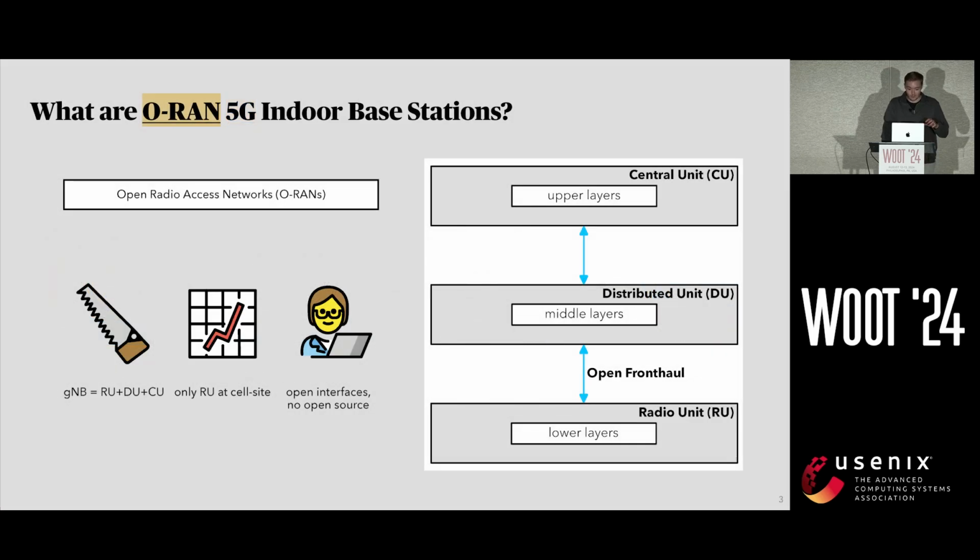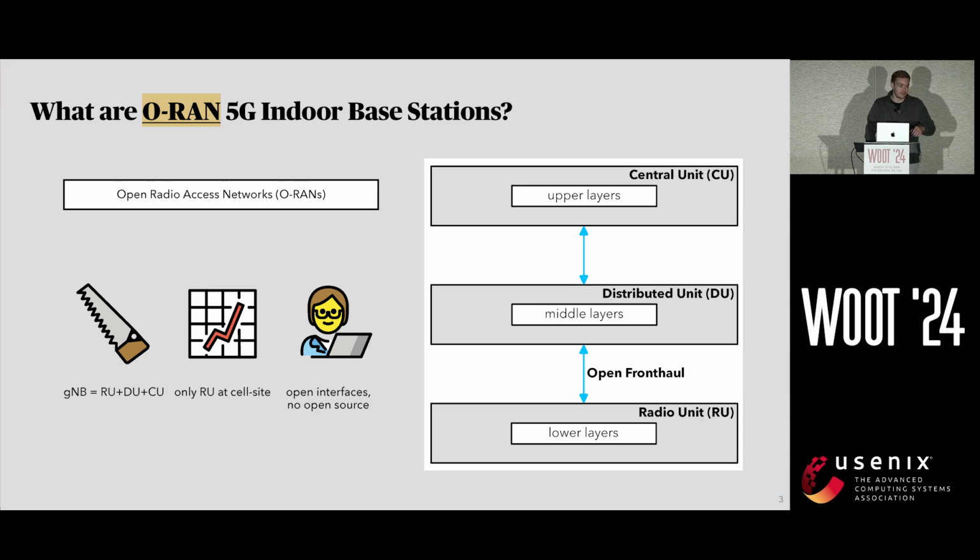The ORAN, in comparison to the RAN, is the open radio access network, and basically, there's three things to know about ORAN. First, as you can see on the right side, the typical base stations are split into three components. From top to bottom, you see the central unit, the distributed unit, and the radio unit. We'll focus on the radio unit today, and that's basically the lower layers that are handled there.